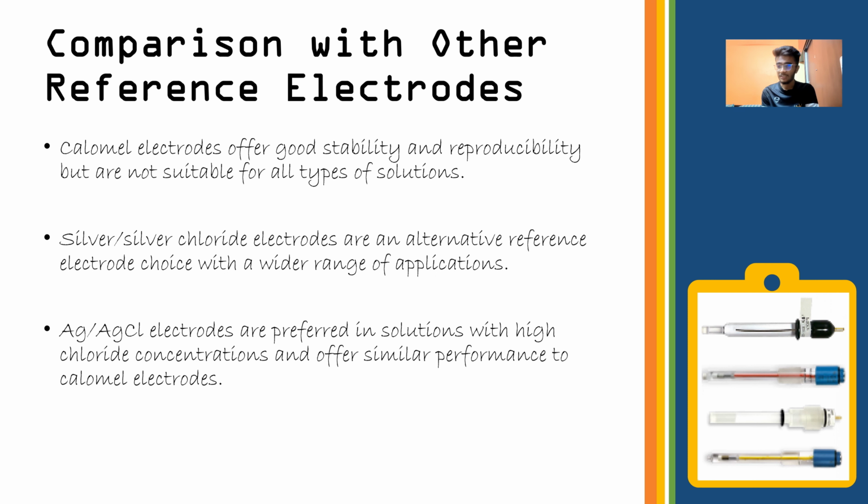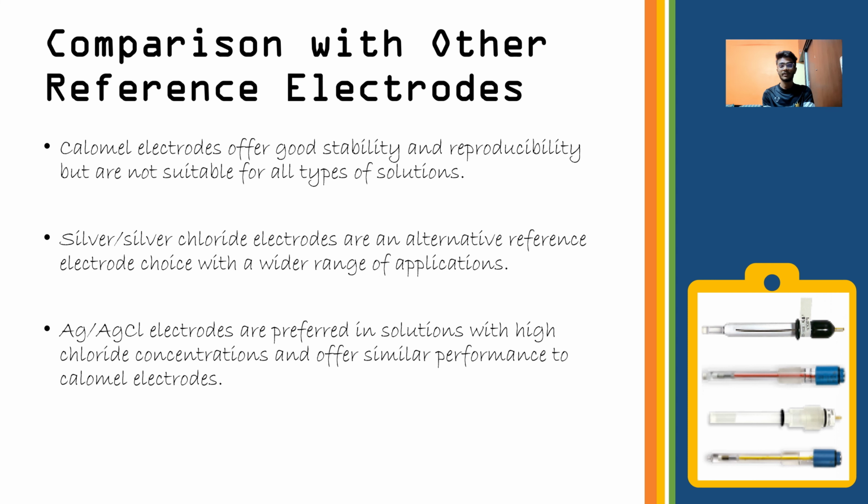Coming to comparison with other reference electrodes, we have many kinds of electrodes. Calomel electrode is also one of them. So what is the difference between Calomel electrode and the rest of the electrodes? Calomel electrodes offer good stability and reproducibility, but are not suitable for all types of solutions. Other electrodes don't provide that good stability and reproducibility, but Calomel electrode does, though it is not suitable for all kinds of solution. During that time you have to use other kinds of electrodes.